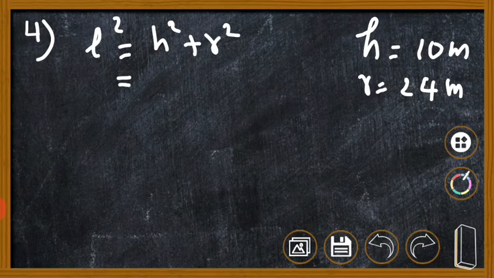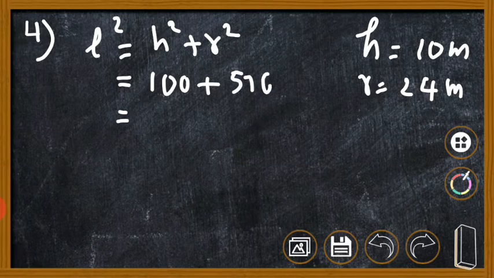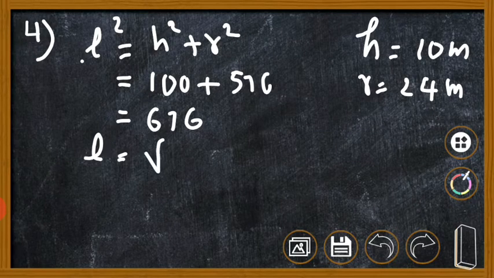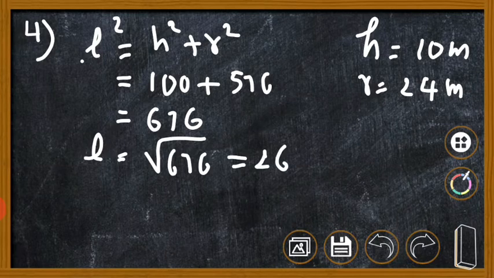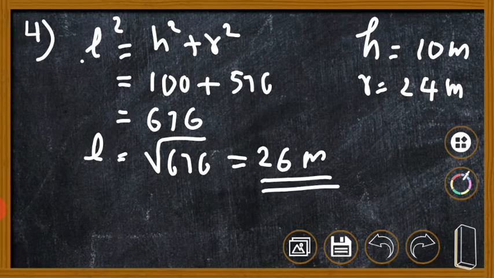So using that relation, L square is equal to 10 square. What is 10 square? 100 plus R. R is 24. 24 square, what is that? It is 576. So 100 plus 576 you will get 676. So this is L square. L square equal to 676. So what is L? L is equal to root of 676. That is equal to 26 meter. So this is the slant height. That is our first question.